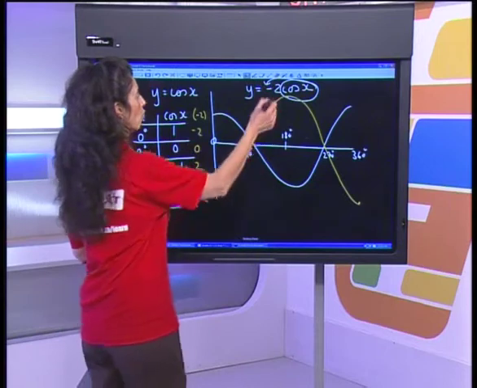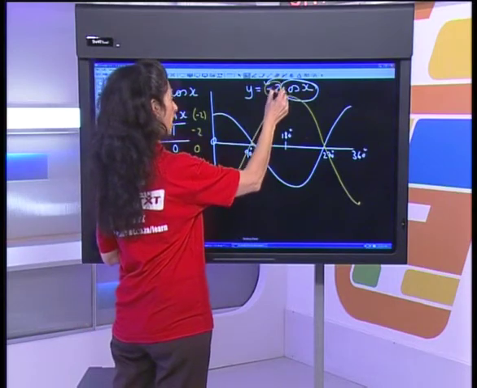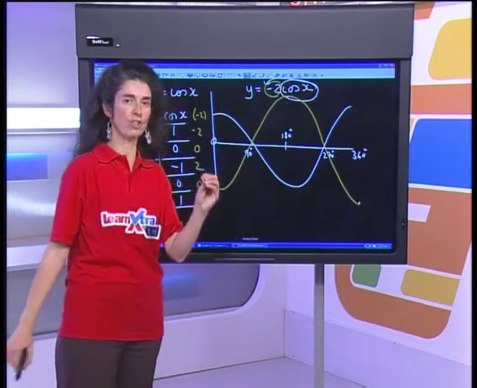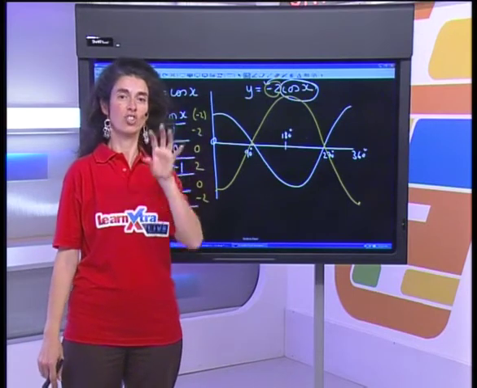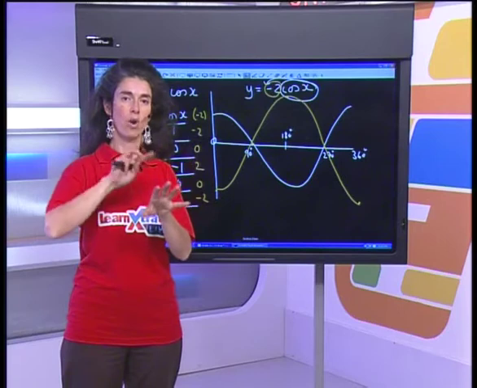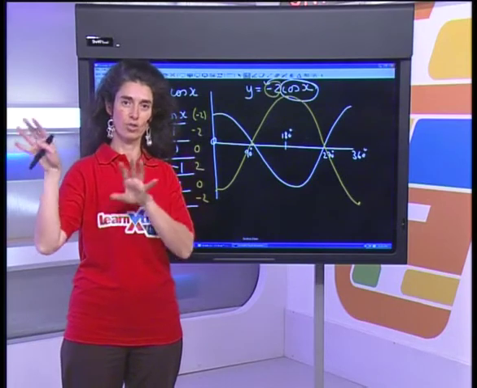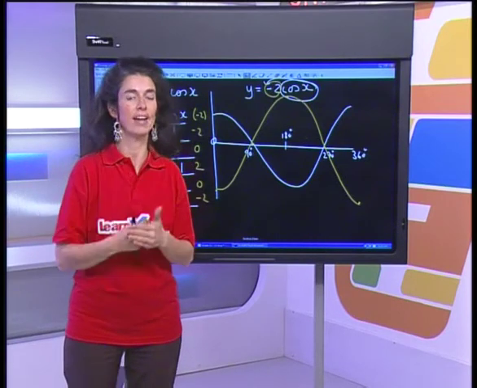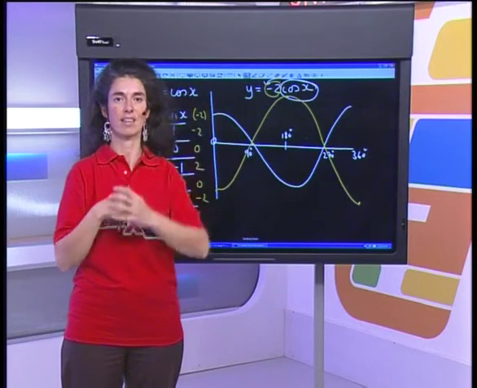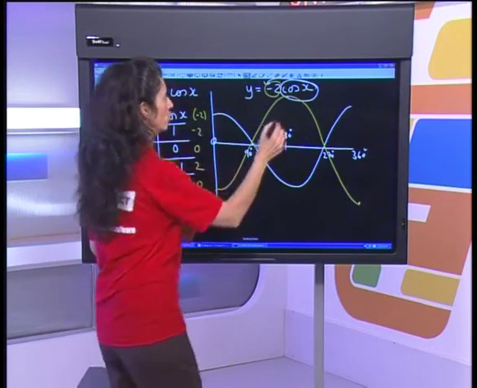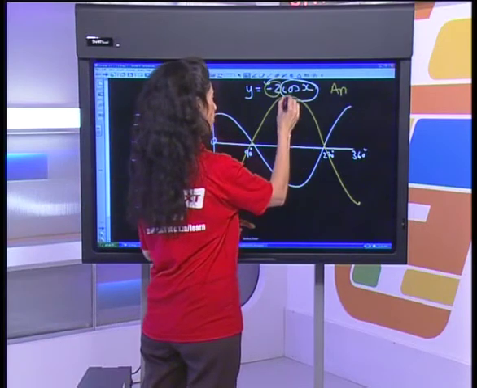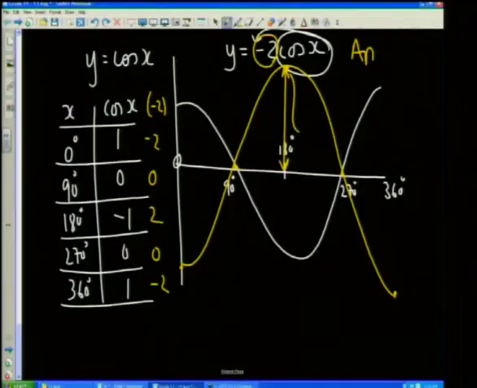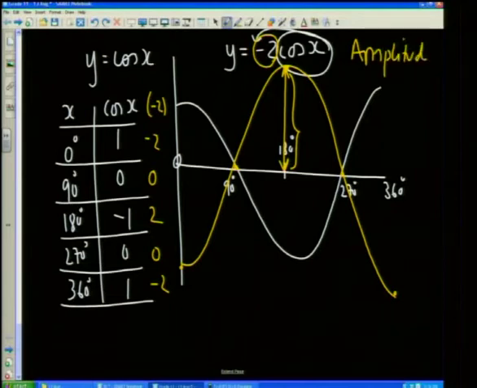So your amplitude does not change. Many people think that the coefficient means amplitude. That's not true. The coefficient just is there to tell us what the quadrant angle y values are doing. Your amplitude is defined as the maximum distance above the x-axis. So my amplitude is still 2, because from the x-axis all the way to my maximum value, that would be my amplitude. So my amplitude is still 2.